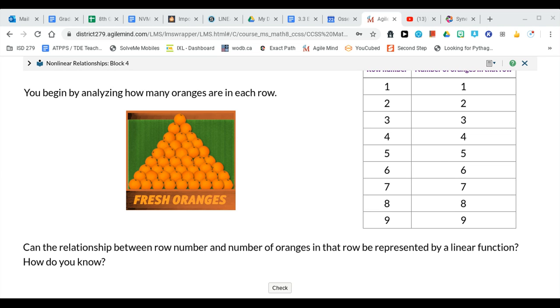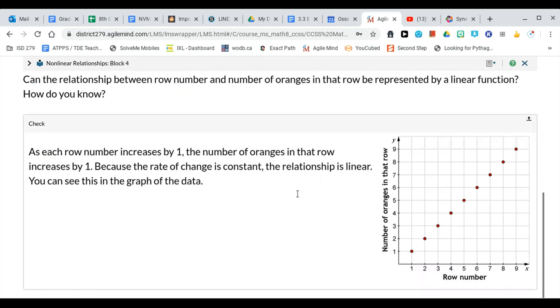How do you know? Well, remember, a linear function goes up by the same amount every single time. Looks like our difference here between 1 and 2 is just 1. The difference between 2 and 3 is 1. The difference between 3 and 4 is 1, and so on. It's going to keep continuing that pattern. So it looks to me like this one is linear. As each row number increases by 1, the number of oranges in that row increases by 1. Because the rate of change is constant, the relationship is linear.